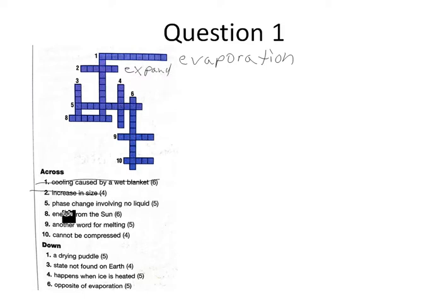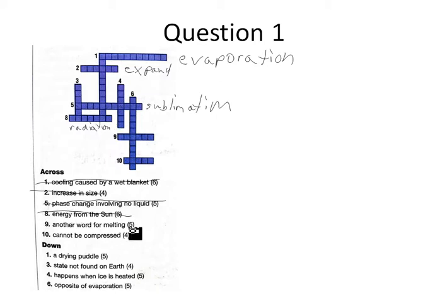Number 5, phase change involving no liquid. So right here, that is sublimation. Number 6, energy. Or number 8, energy from the sun. We haven't taken this one yet, so I'll give it to you. It is radiation.